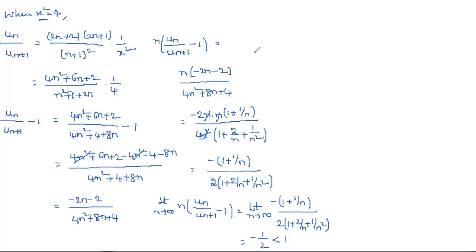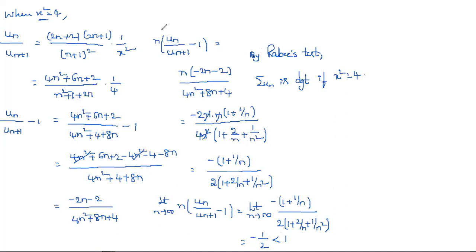So simply what can we write? By Raabe's test, summation un is divergent if x square is equal to 4. And finally, you need to write the conclusion.